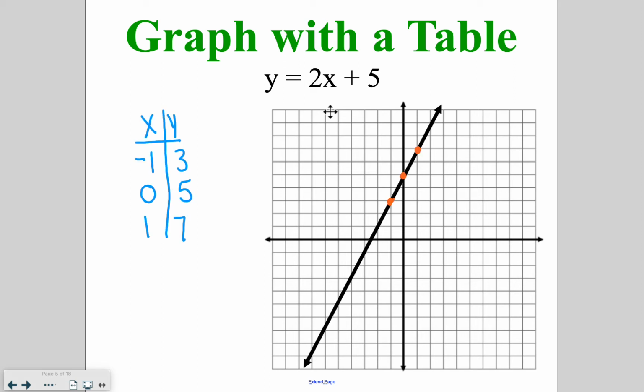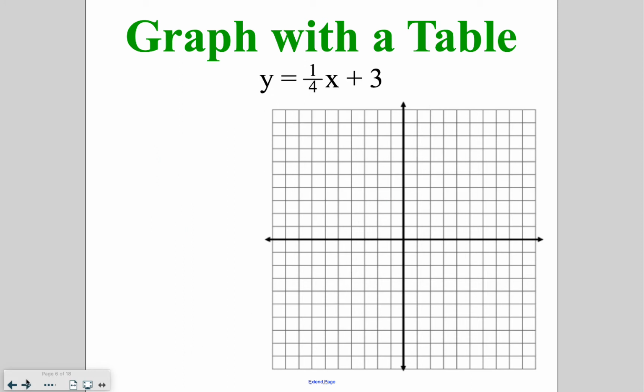Once again, plugging in our values of -1, 0, and 1, we get our points of 3, 5, and 7. We graph, and then we connect with a straight line. There are a couple of exceptions for when we can use -1, 0, and 1 as our points. That happens when we have fractions.